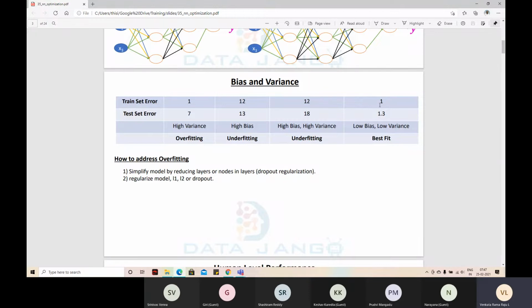Here, the model is working good on the train set, good on the test set, right? So this is the best fit model. So the gap is also less. If the gap is more, we would have said overfitted model. If it is 1 and this is 10, then we would have said overfitted model. This 1 and 1.3 gap is less, so the model is working good.